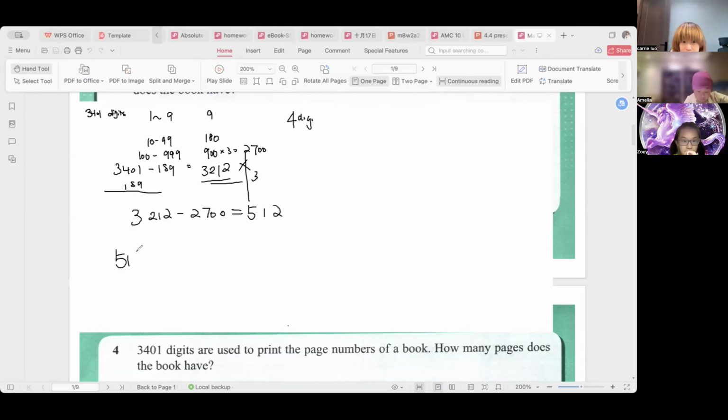So use 512 and divide it by 4, which equals 128. So that means from 1,000 to 1,127 is how many pages we have. So it's 1,127. Get it, Amelia?